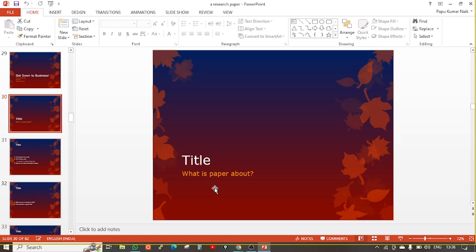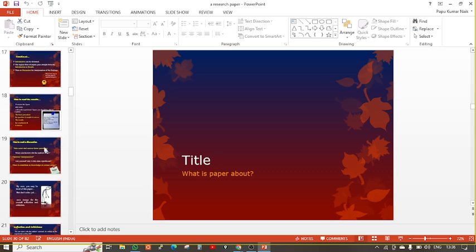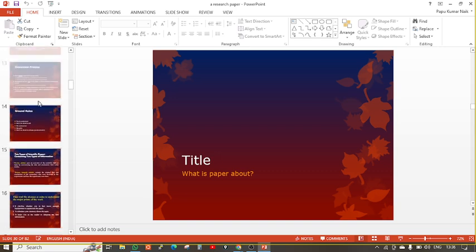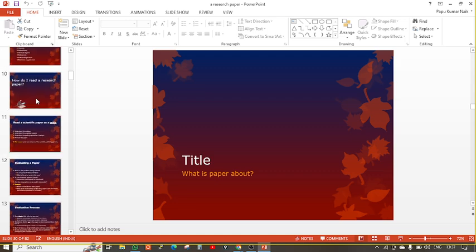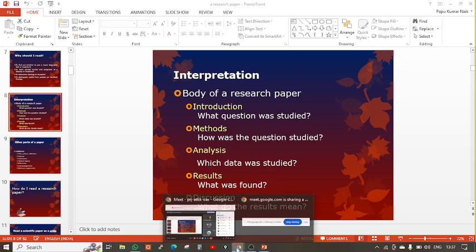Today we will discuss the organization apart from the IMRAD. We have discussed the IMRAD: introduction, experimental method, result analysis and discussion. These are mainly the body part of your research paper. See here, this one: introduction, methods, analysis, result, discussion. These are the main body parts of your research paper.